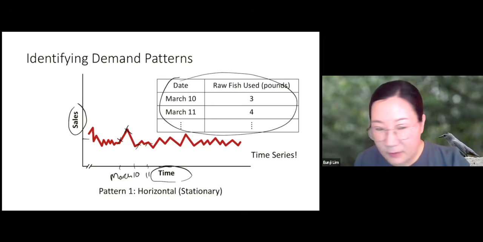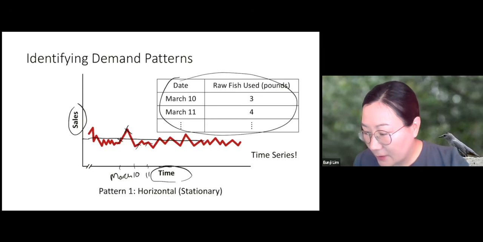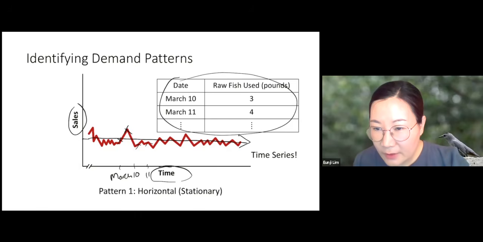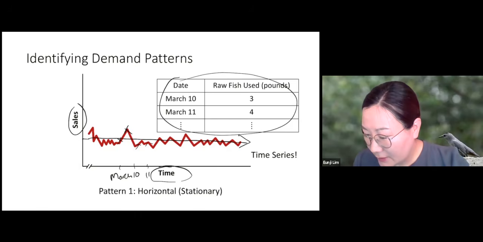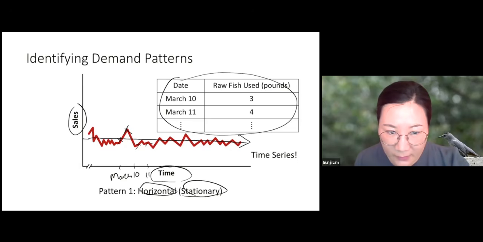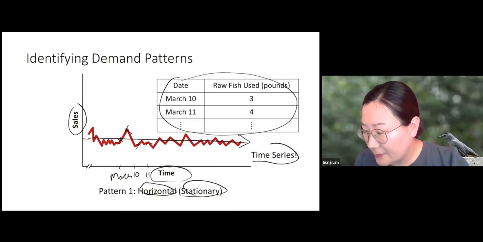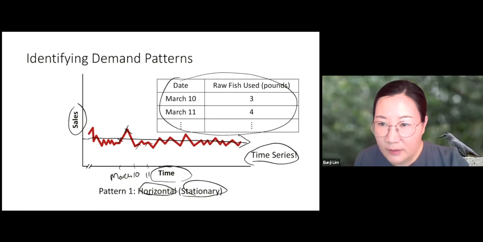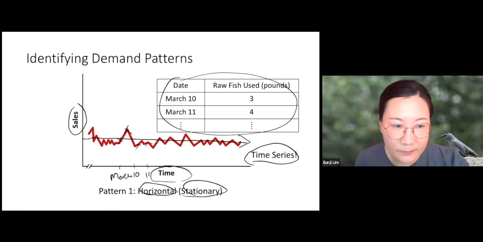So once you have this data graph, you see the pattern. Do you see some horizontal pattern with some daily fluctuations? If that's the case, your data set is horizontal. Sometimes it's called stationary. Now, this kind of data set is called time series because you are collecting data points over time.